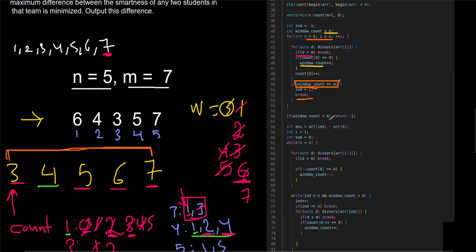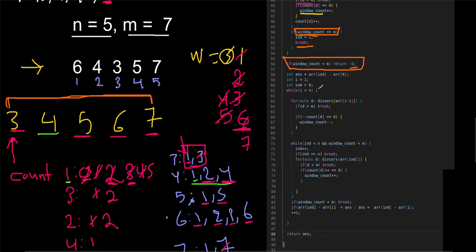So we break here and we check if the window count is less than m, because it's possible that the window count of all students does not cover all topics. In this case we return -1, and initially the answer will be array of index, which is 7, our index here.